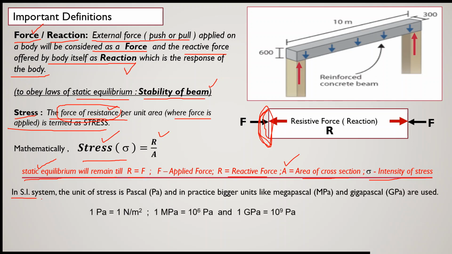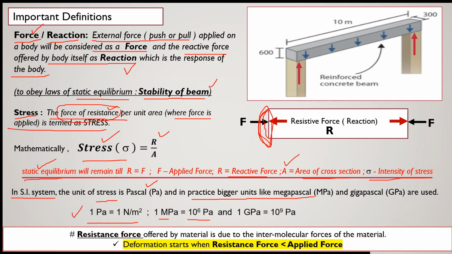Now let us talk about the units. The SI unit of stress is Pascal. That is pressure basically. And in practice, bigger units are used like megapascal and gigapascal. So 1 Pascal is basically 1 Newton per meter square. When 1 Newton force is applied on a cross section area of 1 meter square, then the stress acting is 1 Pascal, and 1 megapascal is 10 raised to power 6 Pascal, and 1 gigapascal is 10 raised to power 9 Pascal. So again, we have to keep in mind this tagline: deformation starts or occurs when the resistance force is less than the applied force.